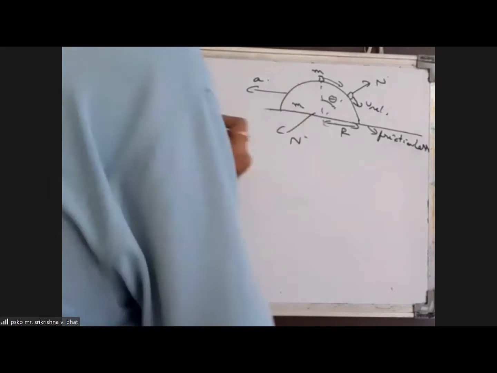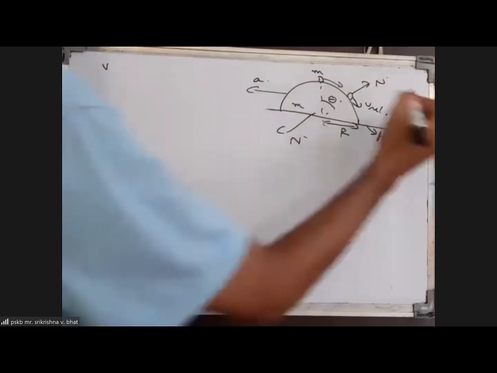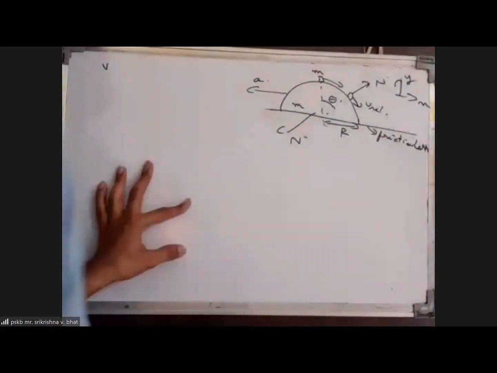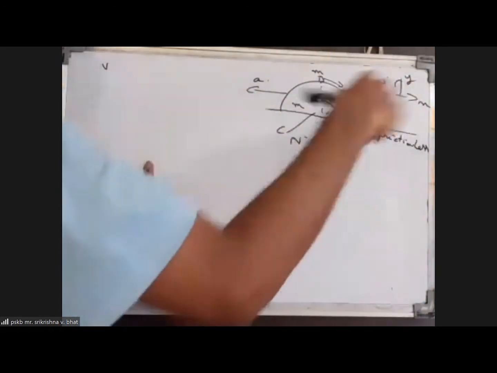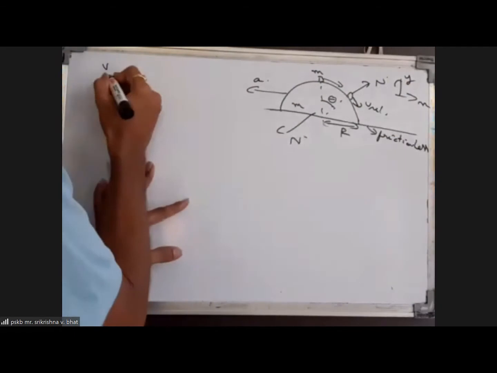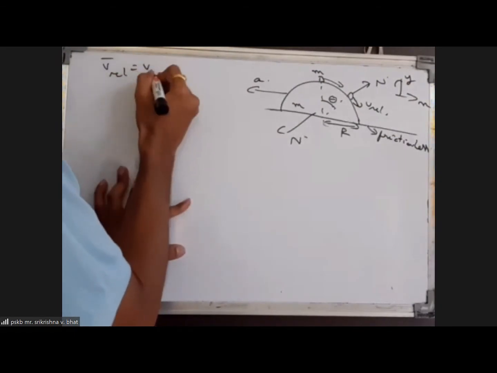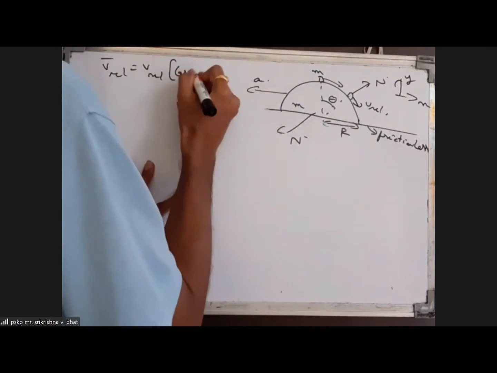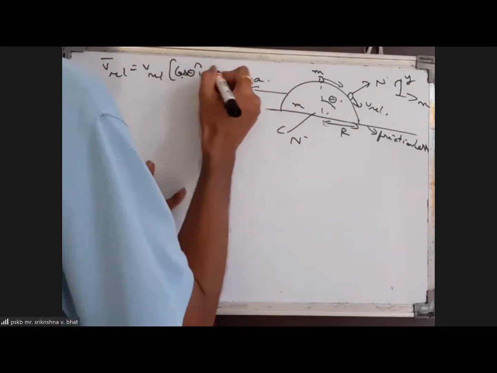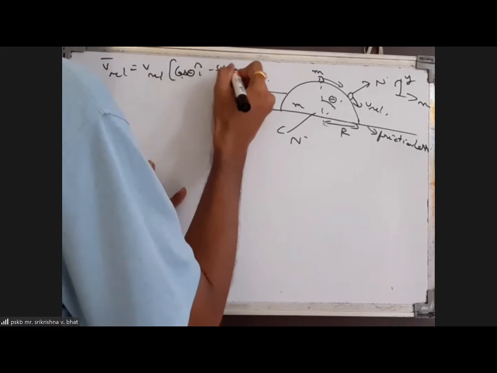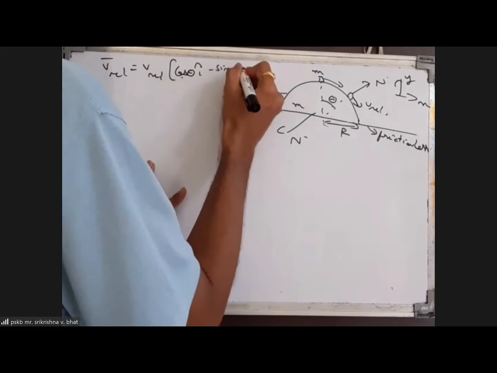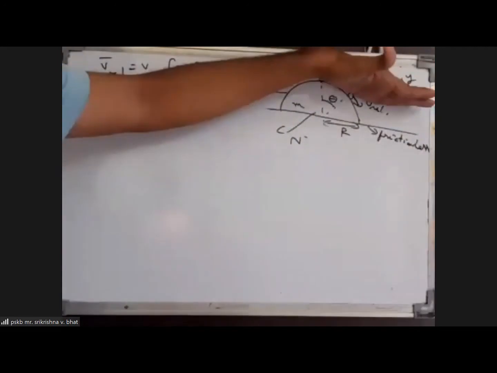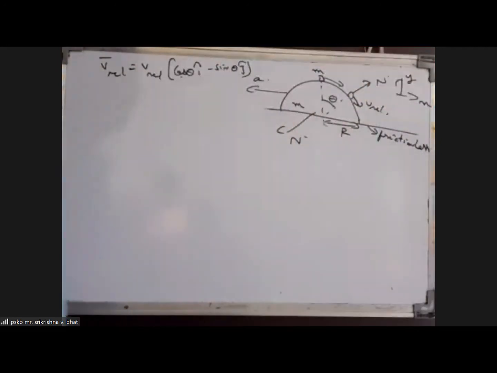So here we can consider the v relative. If I take rightward as positive x-axis and upward as positive y-axis, I can resolve v relative into x and y components. So v relative we can write as v relative into cos theta i and minus sin theta j. These are the components of v relative in x and y directions: the horizontal component has cos theta, and the vertical component has sin theta.